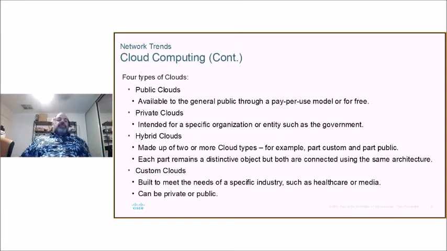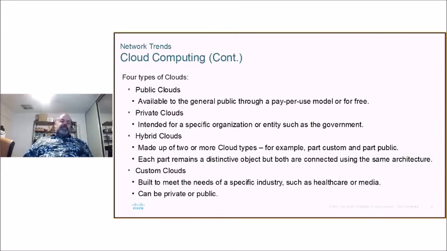So there's four types of clouds. So there's public clouds, and so of course Microsoft supplies it, Google supplies it, Amazon provides it. There are other providers as well. And so basically the general public can use it, and a pay-per-use model is there, or for free. So of course when you pay, you normally get more storage and more services basically.